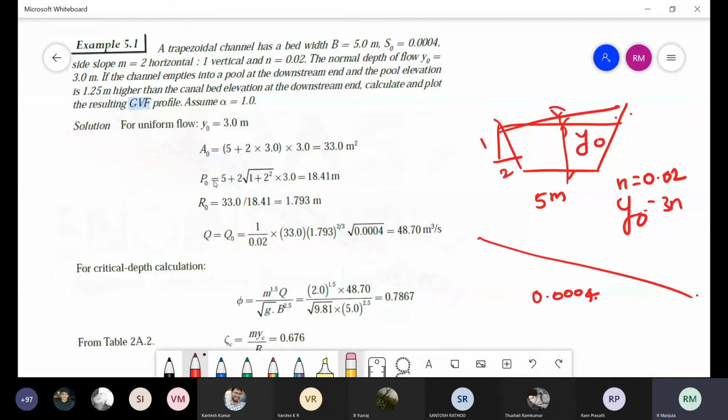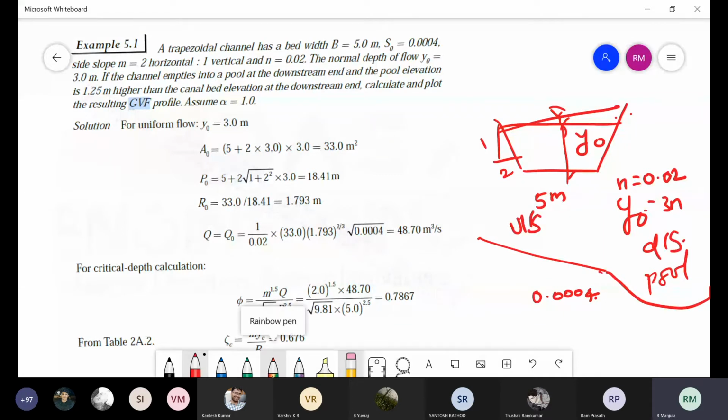And the channel empties into a pool at the downstream, which means that while the channel is coming here, the channel empties into the pool. So here is your pool. The channel empties into the pool at the downstream. So this is the upstream and this is the downstream.